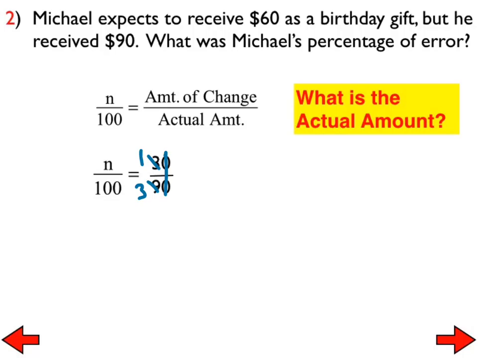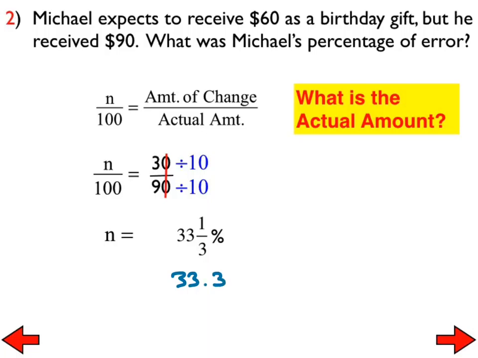Kara, what was your answer? N equals 33 1/3%, or you can have this as a decimal, 33.3 with a bar on top %. You have to have the bar on top if you want to use a decimal. Otherwise, 33.3 without the bar, that would be 33 3/10. That's a different fraction. Okay? Who got this one right? Awesome.